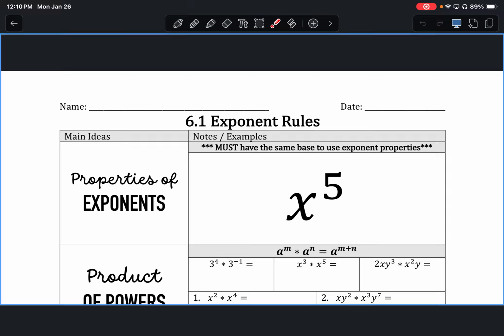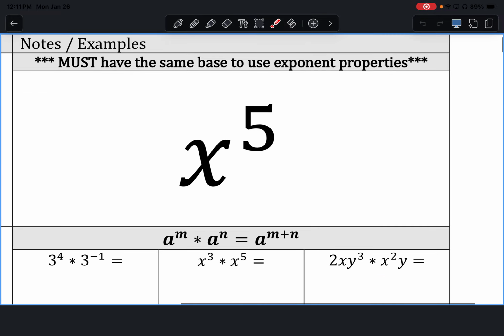Okay, so we're going to start just by talking about what we're looking for when we're looking at exponents. So whenever we have an exponent, we have the exponent and we have the base. The base is what is being raised to that power. So in this case, our base is x. And then the exponent is what it is being raised to. And you can also refer to an exponent as a power.